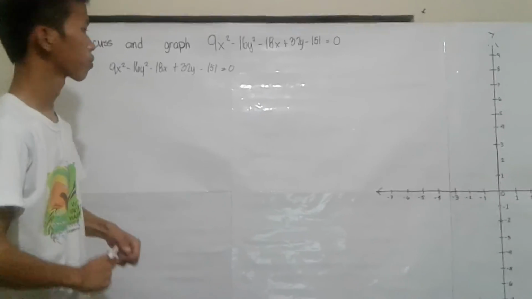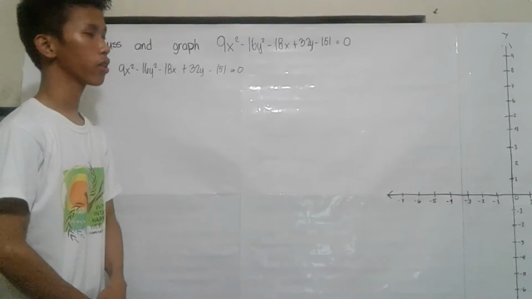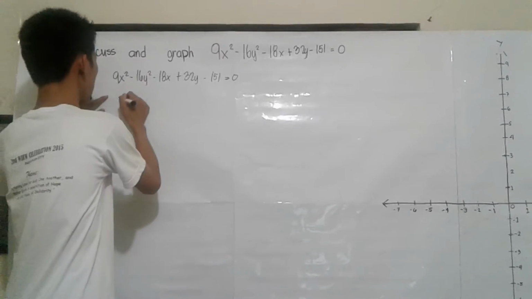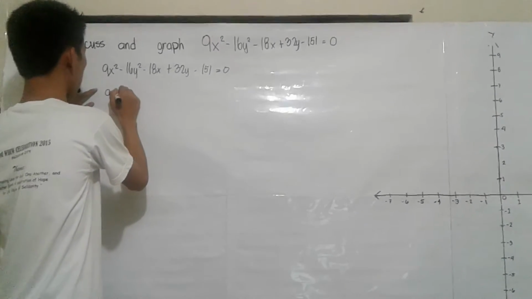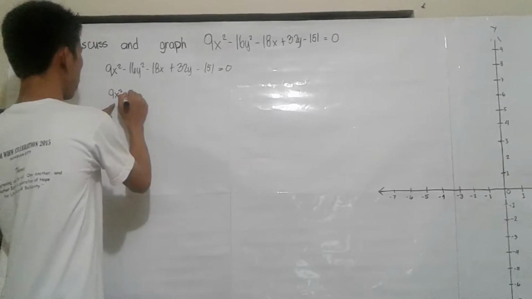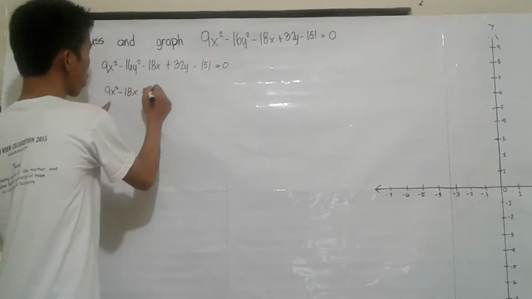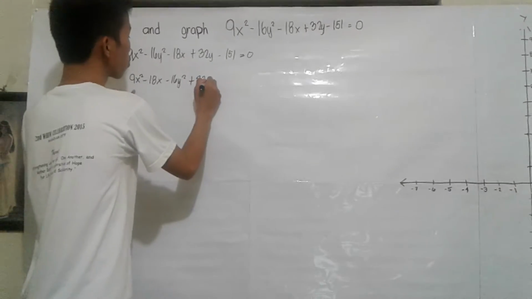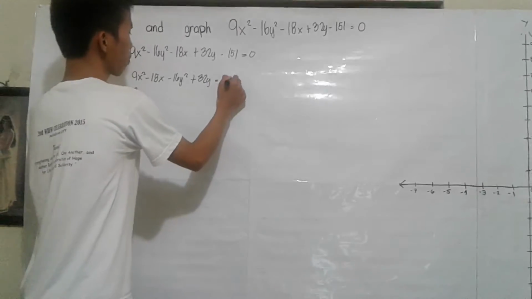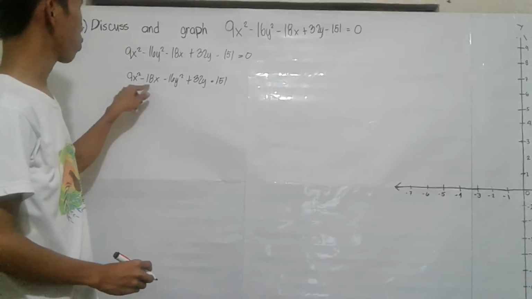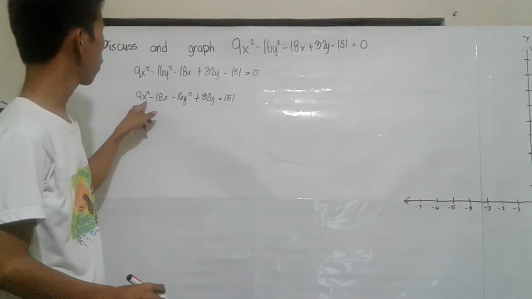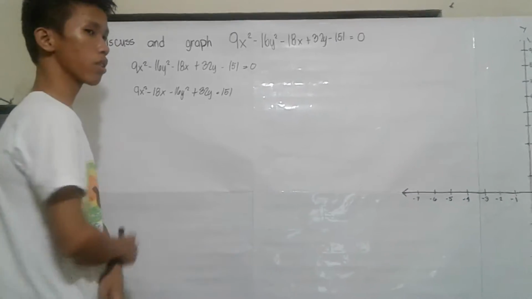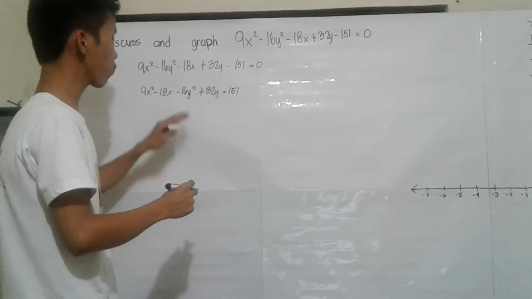Next is transfer this 151 into the right side, and it will become 9x squared minus 18x minus 16y squared plus 32y is equal to 151. As you notice, the same variables will be grouped together.